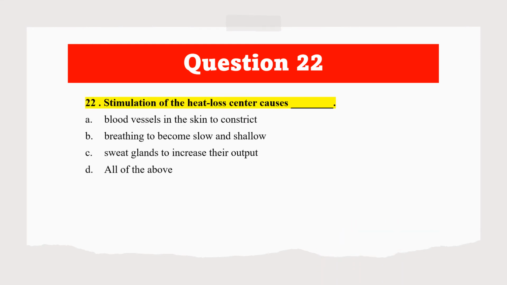Number 22. Stimulation of the heat loss center causes A. Blood vessels in the skin to constrict, B. Breathing to become slow and shallow, C. Sweat glands to increase their output, or D. All of the above. So, stimulation of the heat loss center causes sweat glands to increase their output.